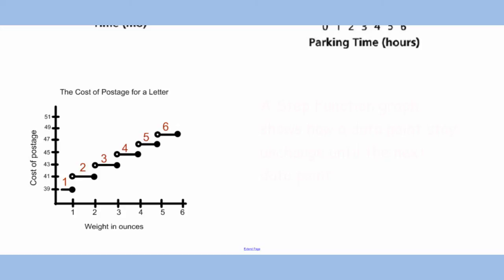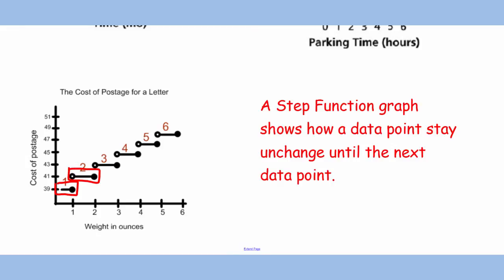And one last example in real life where we use a step function is the cost of postage for a letter. If it weighs 0 to 1 ounce, it will be charged 39 cents. Now once you pass 1 ounce to 2 ounces, you'll be paying 41 cents. So the number stays the same for a set amount of ounces. So to wrap this up, a step function graph shows how a data point stays unchanged until the next data point. That's it for the lesson.